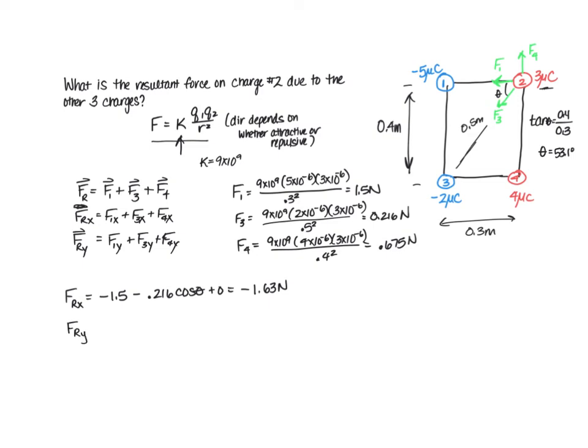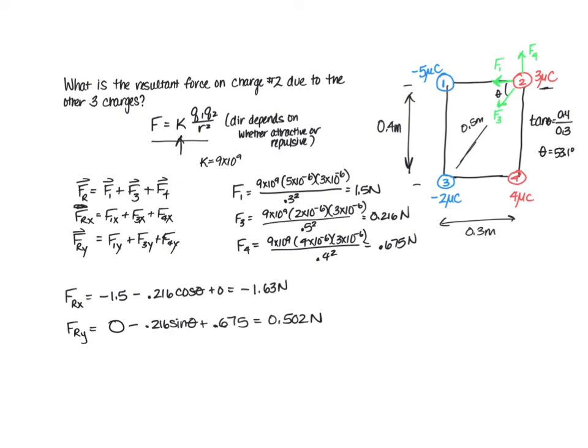So I have to find the y component of my resultant vector. So it's F1y. Now that one is 0 because F1 was to the left. The y component of F3 is 0.216 times the sine of theta. Remember, theta was 53.1. And then the y component of F4, well, F4 is totally in the y direction, so I just write 0.675. And this ends up to be 0.502 newtons.